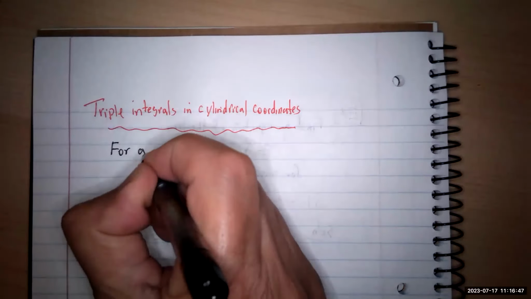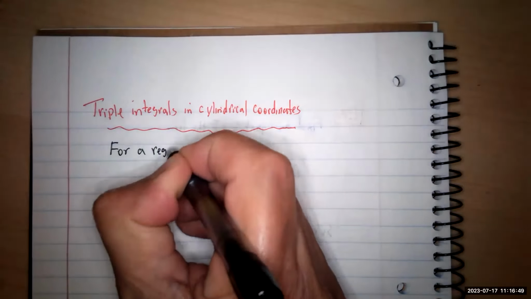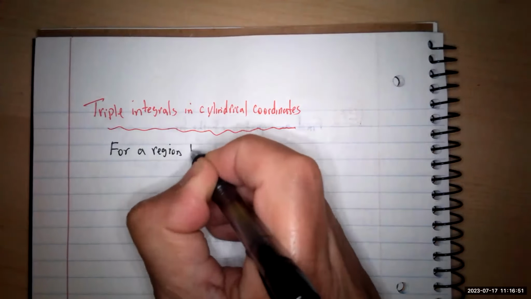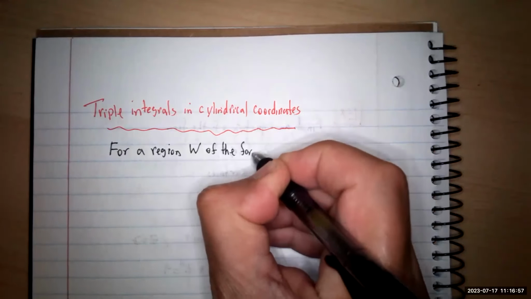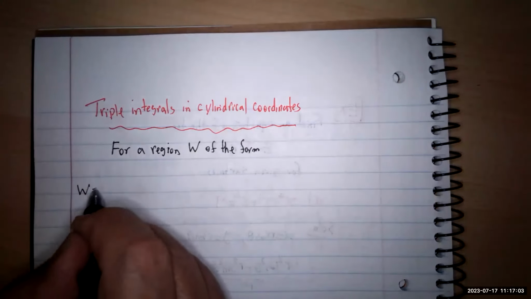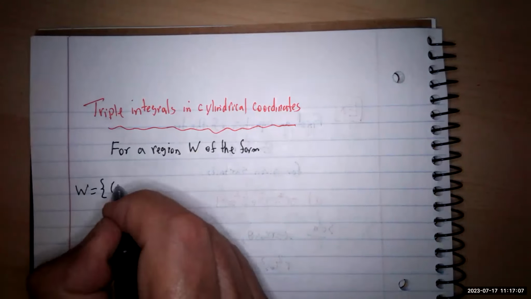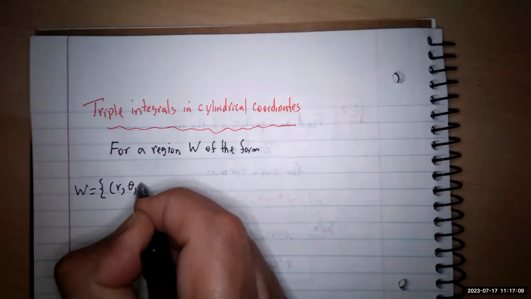Because of the polar coordinate, really, we don't have much to do. For a region W of the form, make sure you have enough space to write it down. W is equal to, so into the cylindrical, you get r, theta, z.